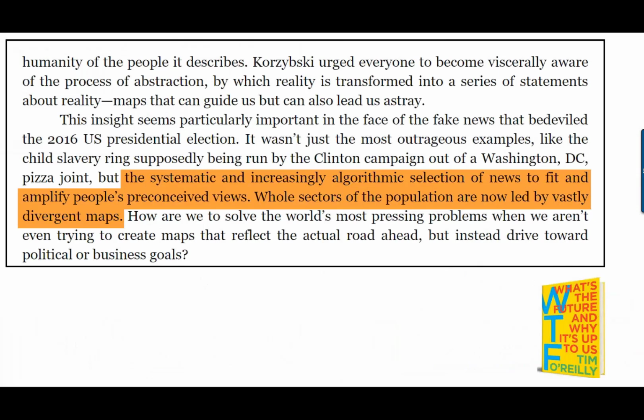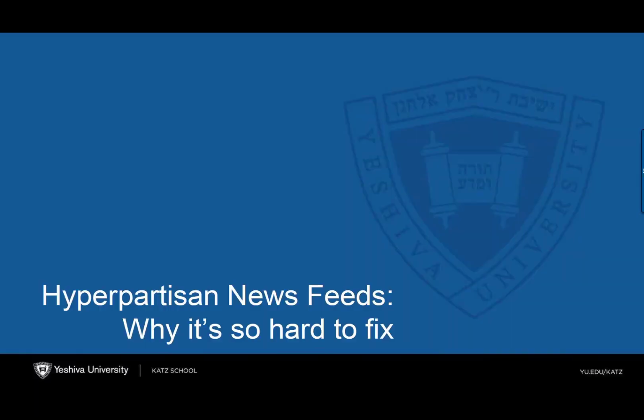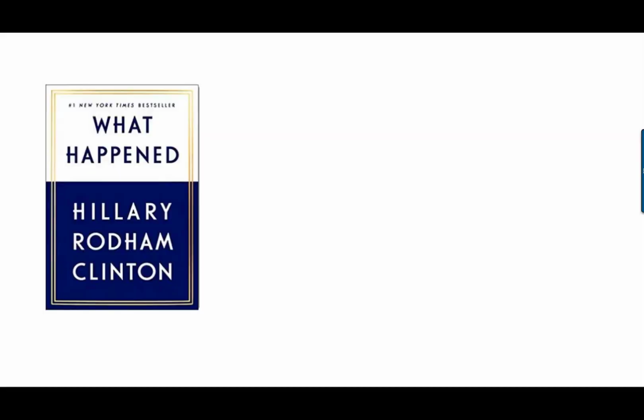So in his new book, What's the Future and Why It's Up to Us, Tim O'Reilly of O'Reilly Publishing and Safari Online said, "The systematic and increasingly algorithmic selection of news to fit and amplify people's preconceived views is causing whole sectors of the population to be led by vastly divergent maps." And this, to me, is a civil war of sorts, and I think it is very disheartening. And I think that news recommender systems are one component of this. It's not easy to fix.